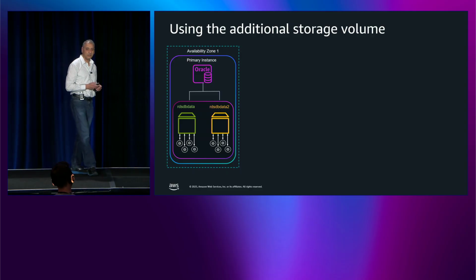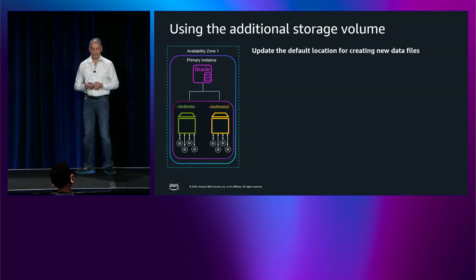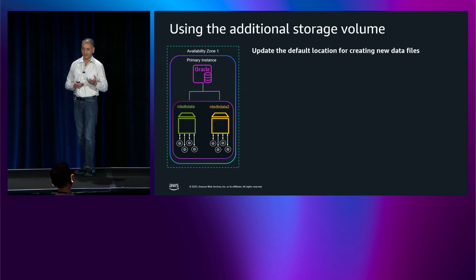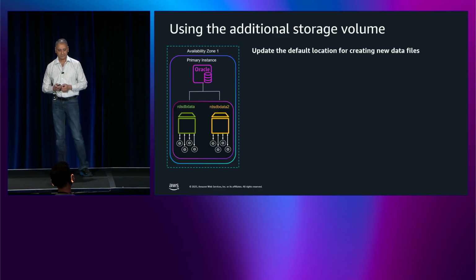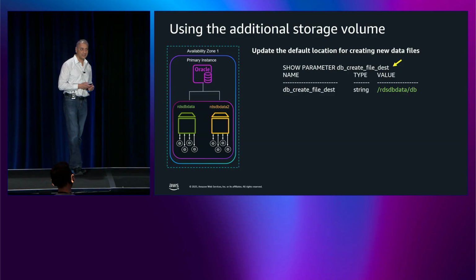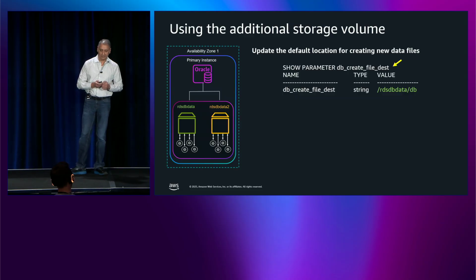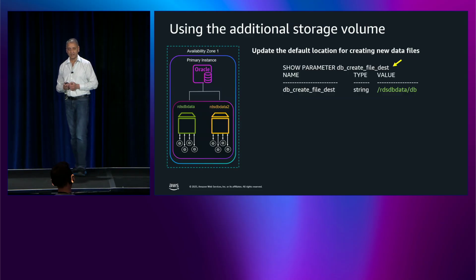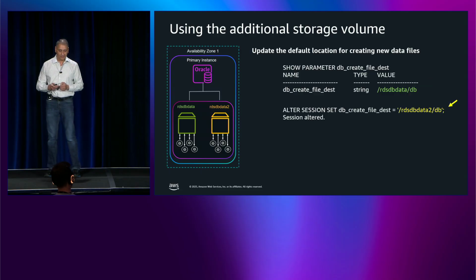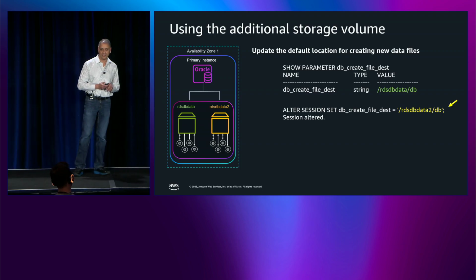Now that I added a volume, you want to be able to use the volume from your database. The easiest way to do it, if you're using Oracle, is to update the default location that Oracle uses to create new data files. I can do that easily by just updating a parameter if I'm on RDS. There's a parameter called db_create_file_dest that tells you what the default destination is for new storage tablespaces. In this case, the default happens to be the primary volume, RDS DB data /DB. I use an alter session command to change the default location, and I change it to RDS DB data 2/DB.